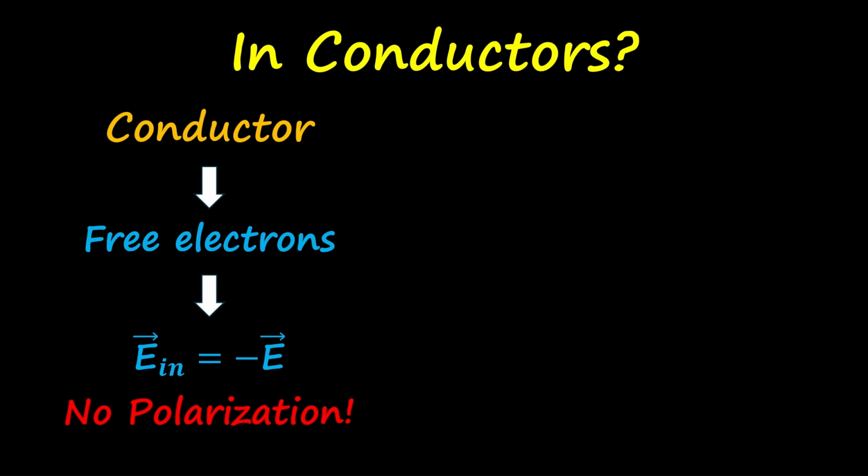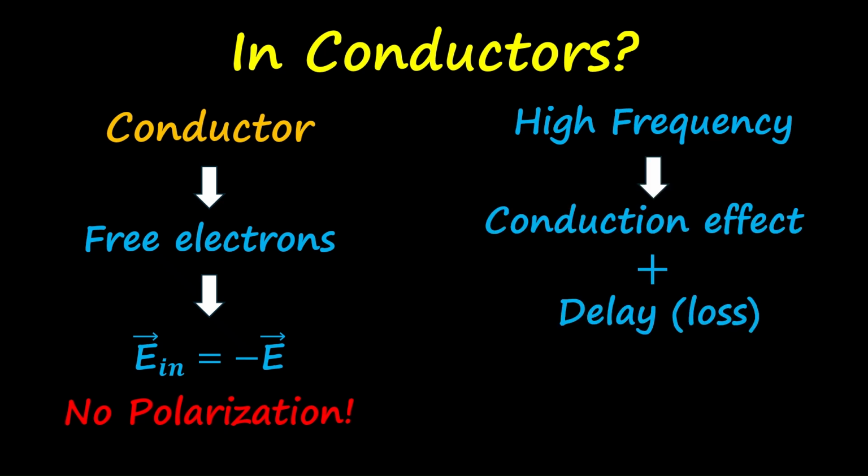But when we use a high frequency signal, then in addition to the conduction effect, there will be a delay effect, because the free electrons will not be able to follow the changing electric field. And because of this delay effect, there will be loss. And because of this loss, the permittivity of a conductor in a high frequency signal will be a complex quantity.